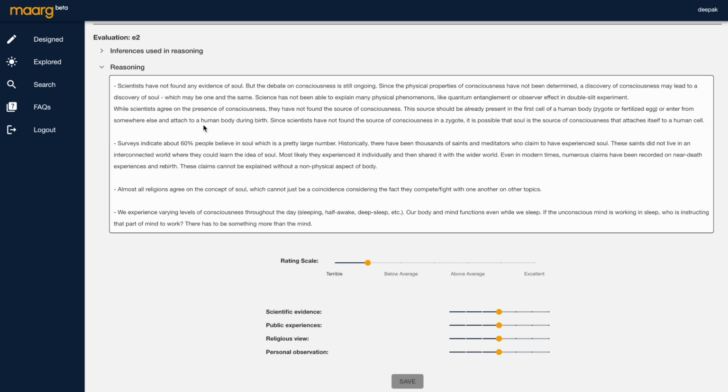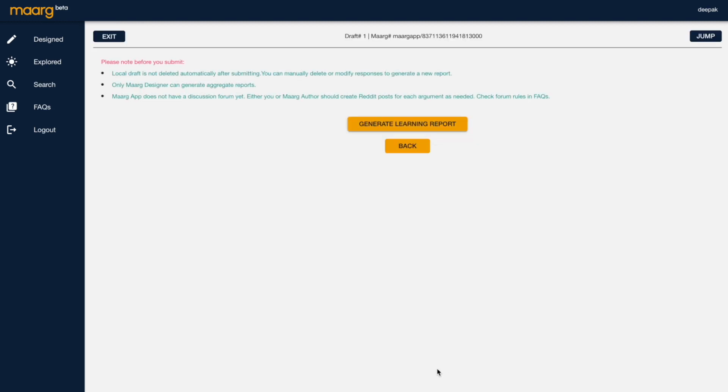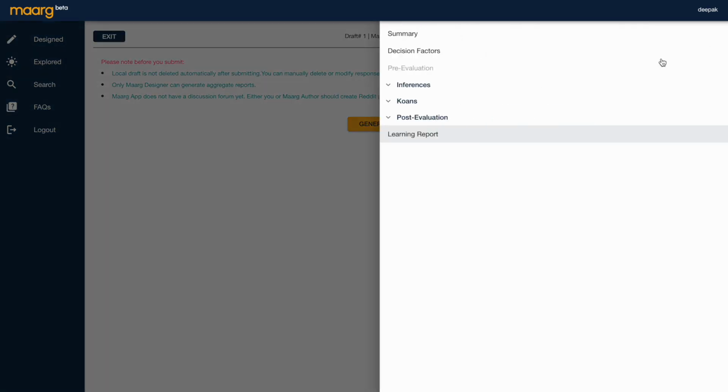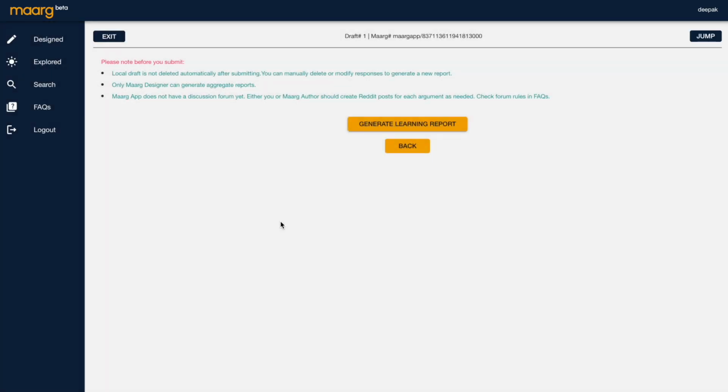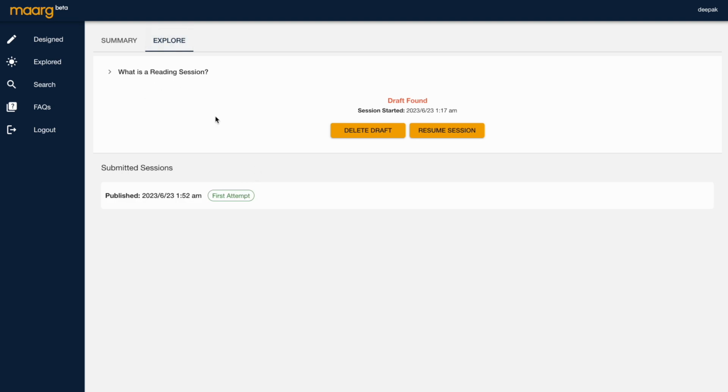And for each, after reading the reasoning, you can again try to rate this in a different direction, or you can stay neutral, for example. Once we save this, we can again move on to the next section. So now we have completed all the sections, and this is the point where we can now generate the learning report. So I'm going to press submit. This takes us back to the summary section. We can explore the Maarg again, or we can load the published Maarg, as you can see over here.